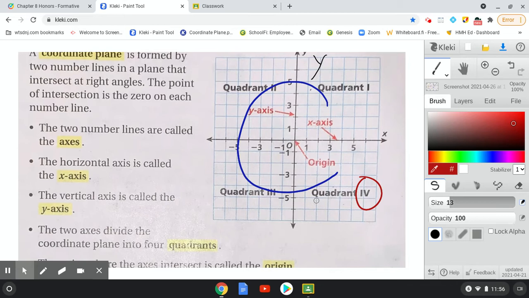A location can also be the x-axis. A location can also be the y-axis, which means your plotted point or your coordinate lands on the axis itself, or your location can be the origin. Okay, so now talking about plotting coordinates or plotting points, let's go over that.